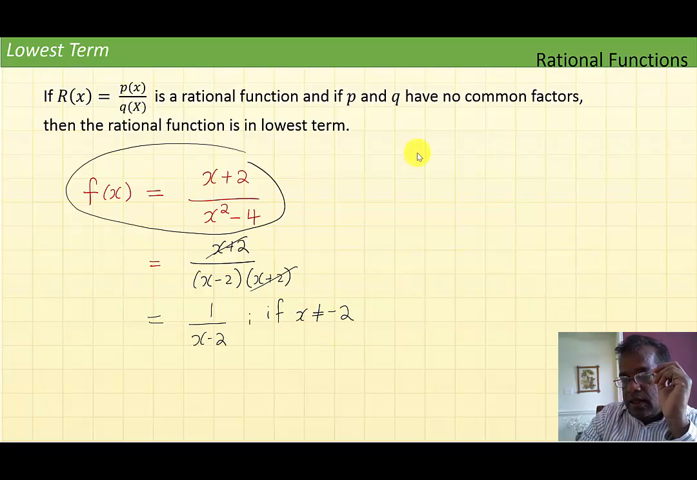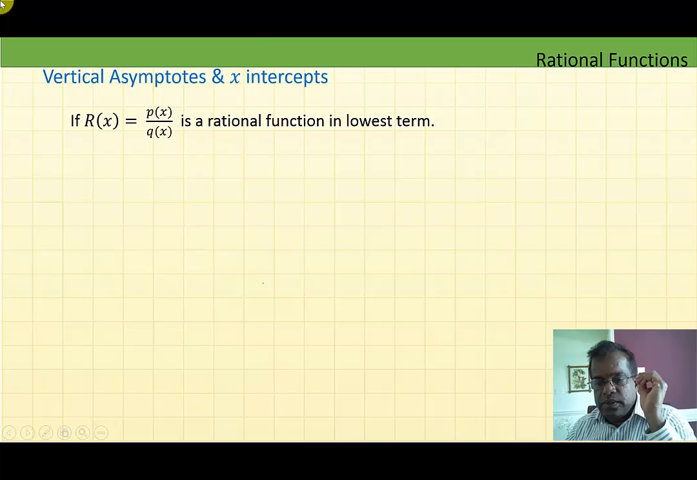Now let's look at the other example we had. f of x equal to 1 over x squared minus 4. This rational function is in lowest term because there is no common factor to both numerator and denominator other than 1, of course.